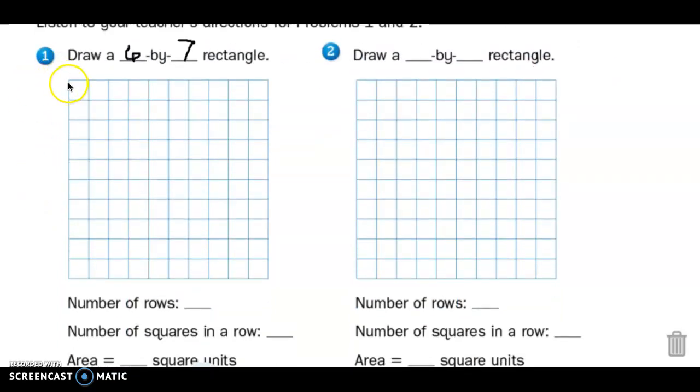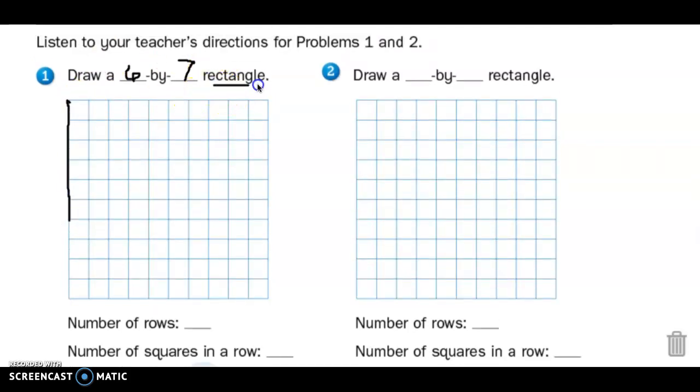I'm going to start in the corner like I did yesterday. So I'm going to go down how many? I'm going to go down 6. 1, 2, 3, 4, 5, 6. How many am I going to go across? Because it is a rectangle. How many across? Maybe I'll try it with this tool. 1, 2, 3, 4, 5, 6, 7.